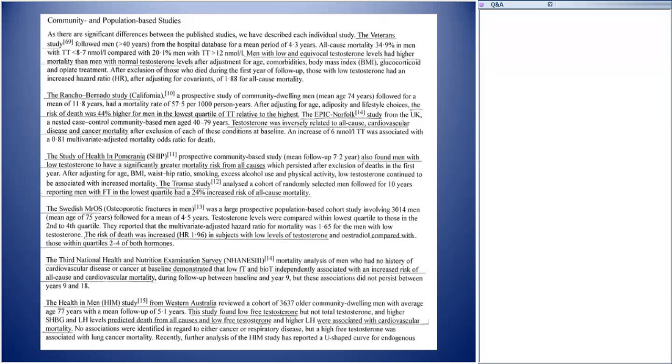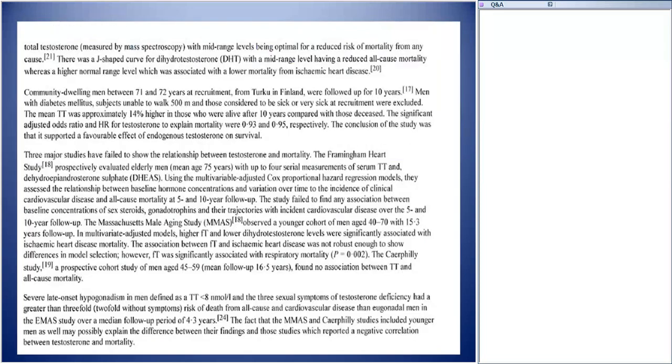More studies, more studies. I won't go through each one, but pretty much they all show the same thing. Men with low or equivocal testosterone levels had higher mortality than men with normal levels. The risk of death was 44% higher in the lowest quartile of testosterone in relationship to the highest. Testosterone was inversely related to all-cause mortality, cardiovascular disease, as well as cancer in these studies. All these studies show the same thing: increased all-cause mortality when your levels are low. Same thing, independent risk. What is it that we don't understand about all these different studies?